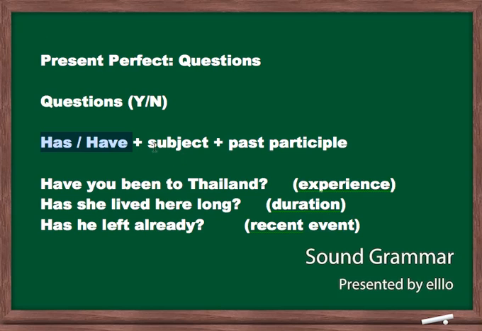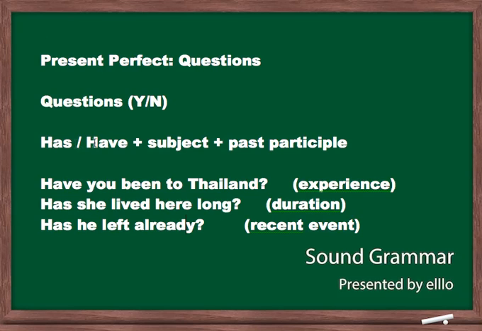It's has, have, plus the subject, plus the past participle of the verb. So here the past participle is been, which is be, was, been. Been is the past participle. Here it's lived, so the ed form often is the past participle. Or you might have an irregular like leave, left. That's the past participle. Go, went, gone. Gone is the past participle, etc.